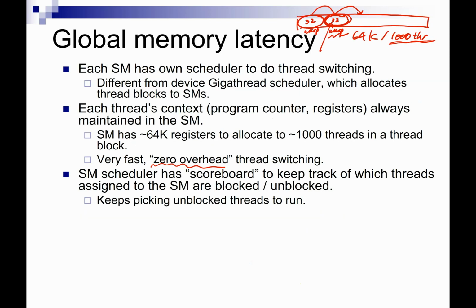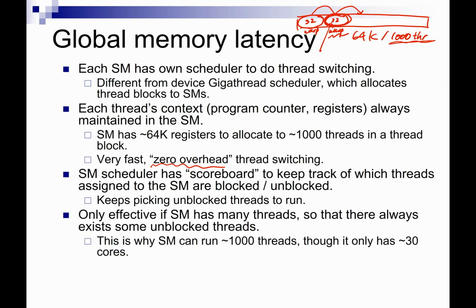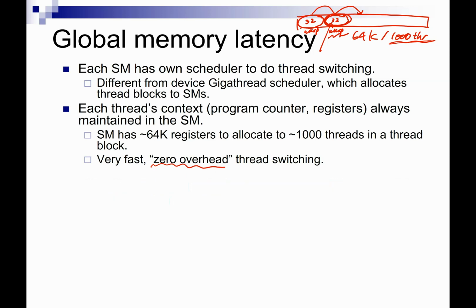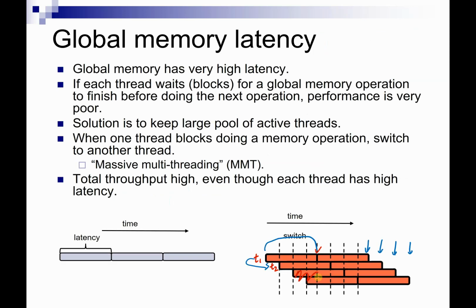This is because the SM scheduler has this thing called a scoreboard, which keeps track of which threads are doing memory operations or doing other types of blocking operations. And when this blocking operation has finished, like when the memory request has returned, then the SM scheduler can switch back to the thread. Again, this is only effective when we have many threads to switch between. If you don't have enough threads, then this whole thing is not going to work, because we're going to have to be waiting for a large chunk of time.